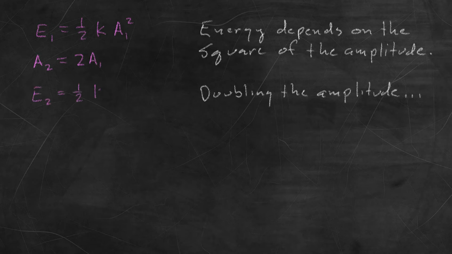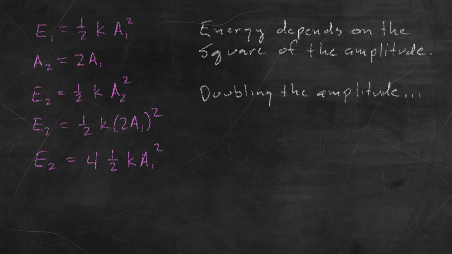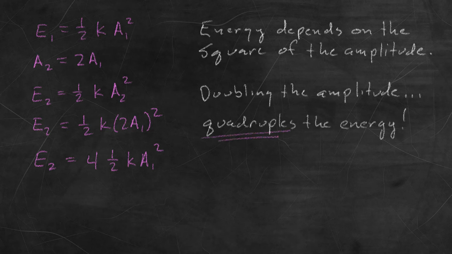The second energy, E2, then equals 1/2 k A2 squared. Putting in the amplitude in terms of A1, we have E2 equals 1/2 k times the quantity 2 times A1 quantity squared. Putting through the square and rearranging slightly gives us 4 times 1/2 k A1 squared. We can see then that doubling the amplitude quadruples the energy. That means that it takes a lot more energy to get this thing moving or stopped when we double the amplitude. Think to yourself what would happen if we tripled the amplitude.